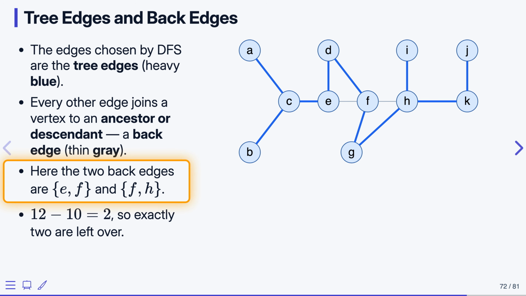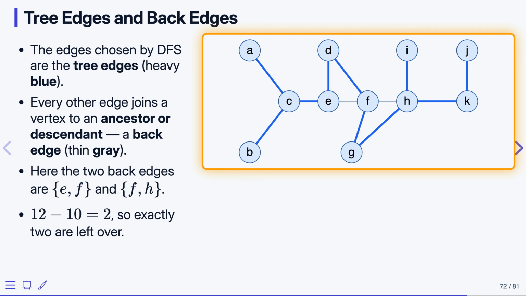In this figure, the two back edges are the edge EF and the edge FH. The graph had 12 edges and the tree uses 10. 12 minus 10 is 2, so exactly 2 are left over. And one handy fact, a back edge always runs up or down the same branch, never across to a different branch. Depth-first search guarantees that.